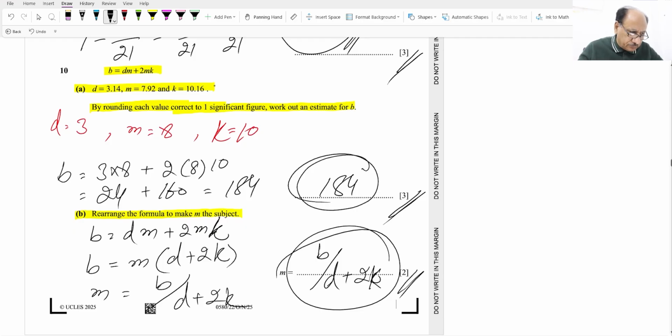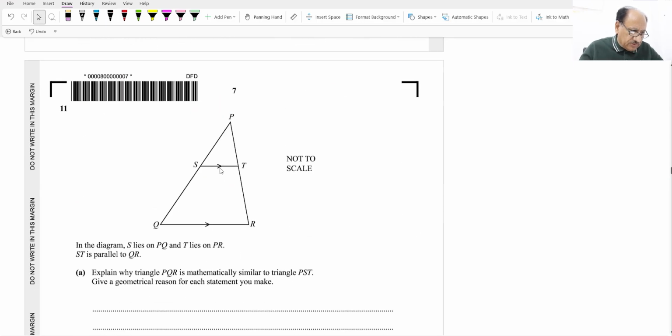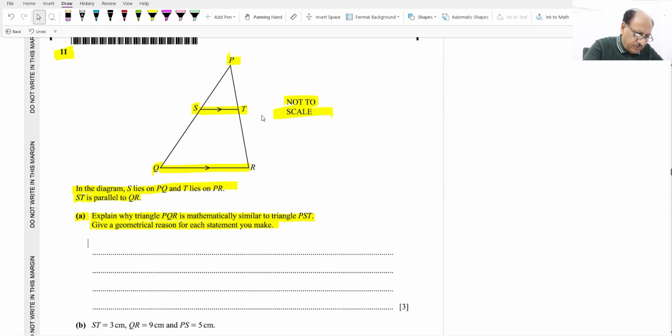This is done. Now question number 11, this is a similarity question. A diagram is provided which is not to scale. In the diagram, S lies on PQ and T lies on PR. ST is parallel to QR. Part A, explain why triangle PQR is mathematically similar to triangle PST. Give a geometrical reason for each statement you make. So we can say that angle P is common in both triangles.